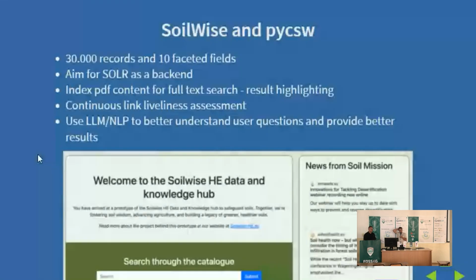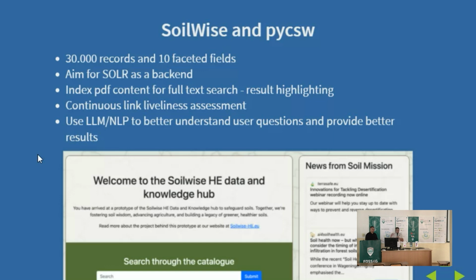Another thing we aim for is that we index PDF content, so to increase the full text search capabilities. And if you have a long full text search field, then highlighting becomes important. Where in the string did you find the actual search match? And that's the thing that we hope to add soon.